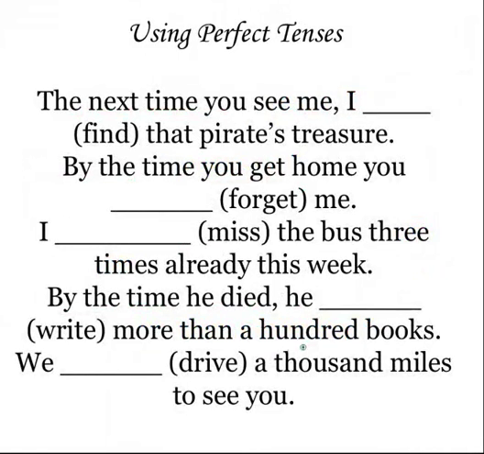All right, see if you can figure out which form of the perfect tense goes in these blanks. The next time you see me, I, some form of find, that pirate's treasure. By the time you get home, you, some form of forget, me. I, some form of miss the bus 3 times already this week. By the time he died, he, some form of write, more than 100 books. And we, some form of drive, 1,000 miles to see you. Take a good look. Pause the video if you need to.